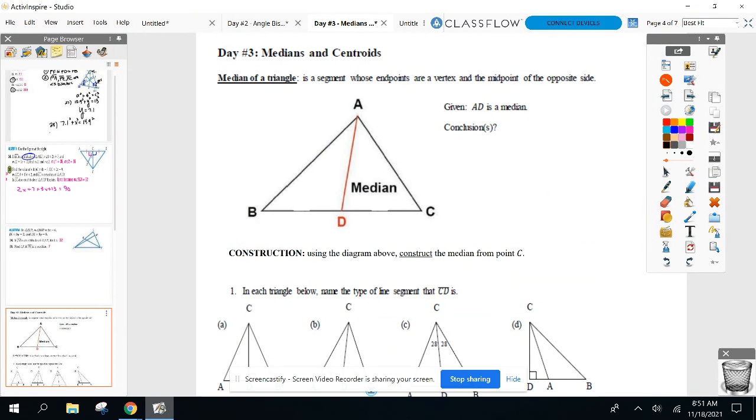Altitudes are perpendicular to the opposite side. I'm about to introduce a new segment that also starts at a vertex called A.